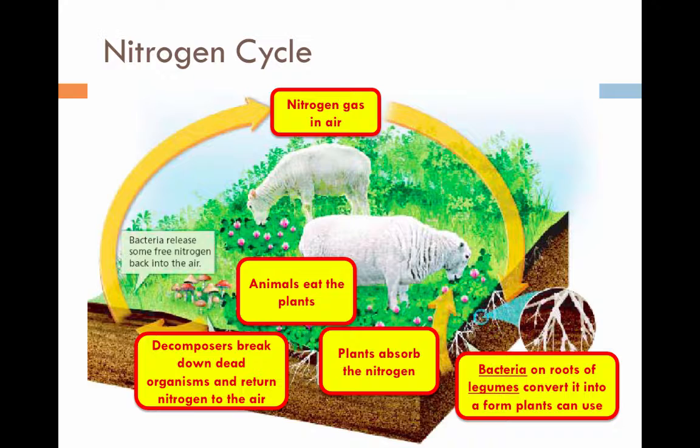That's how nitrogen cycles throughout the environment. It starts in the air, goes into bacteria, goes into the soil, goes into the plants, goes into the animals, goes back into the soil with those decomposers, and eventually makes its way back out into the air.